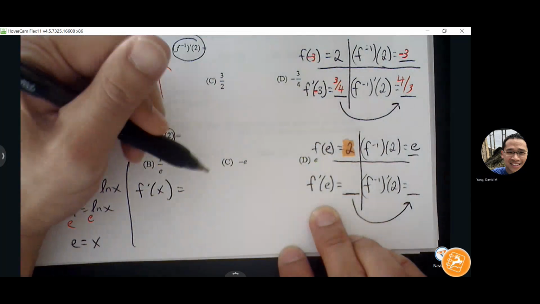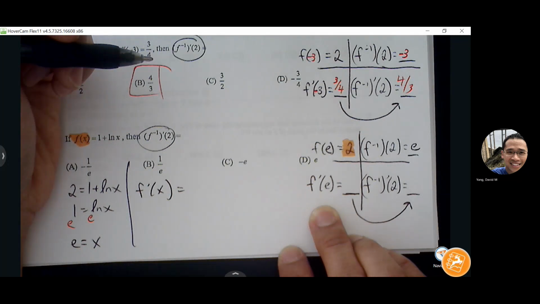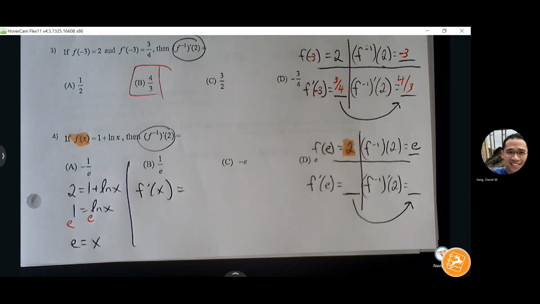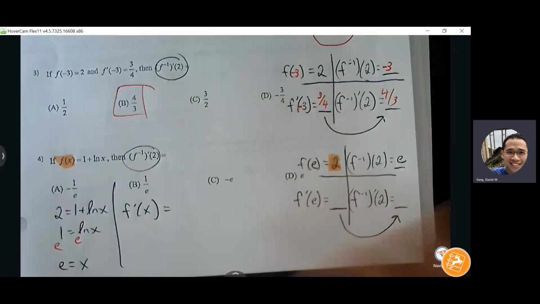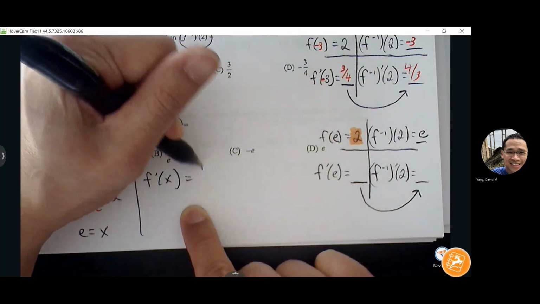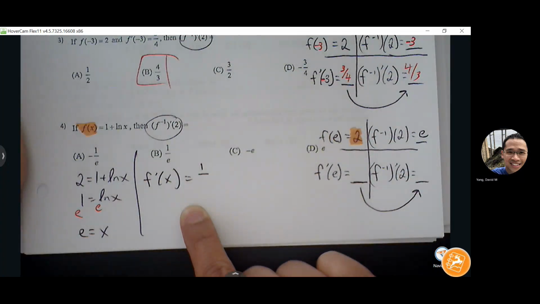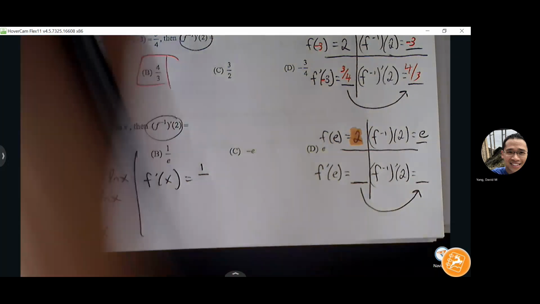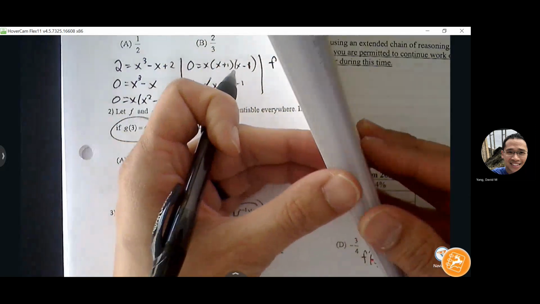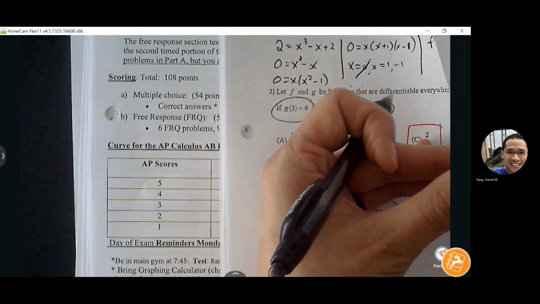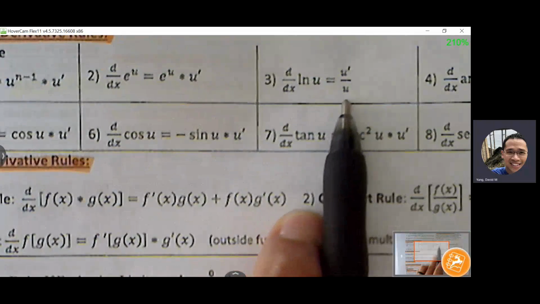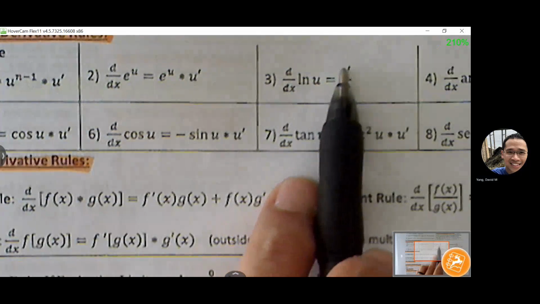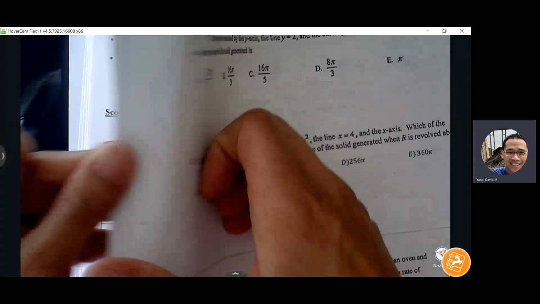What's the derivative of natural log of x? Natural log of u becomes, remember, u prime over u, right? So the derivative of natural log of x is just 1 over... Let's see. Let's review the derivative here. Okay, so the derivative of natural log of u is u prime over u. So the derivative of natural log of x would just be what? 1 over x. Yeah, 1 over x. And okay, I'll make sure that we still remember those rules.